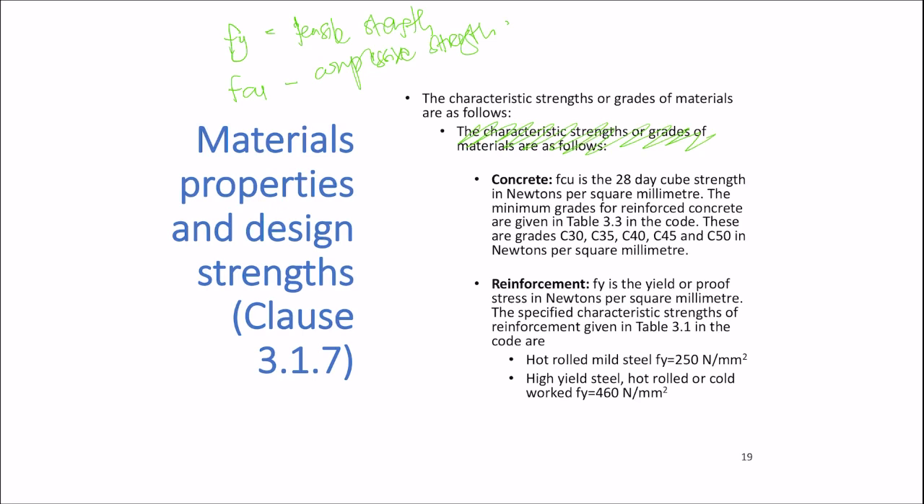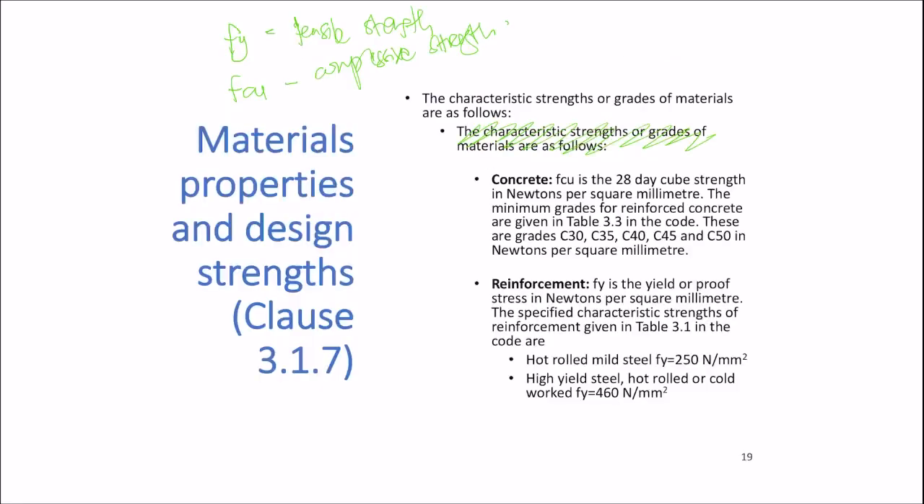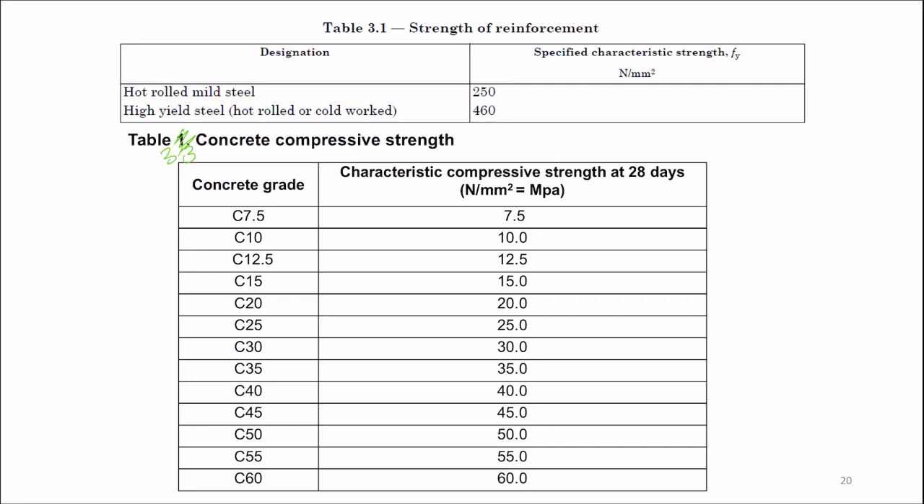The minimum grade for RC are given in table 3.3. So this is the table 3.3 kalau according to depan ni. These grades C30, C35, C40, C45 and C50 in newtons per square millimeter. For example, if you look at here, the concrete grade is C75. That means that the FCU is 7.5 Newton per mm square. If the concrete grade is C30, the FCU is 30 Newton per millimeter square.